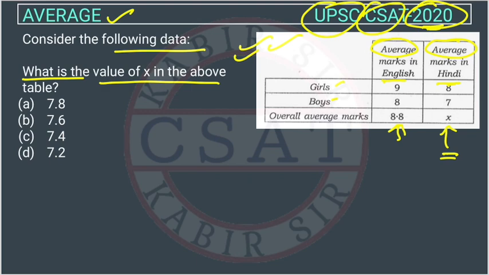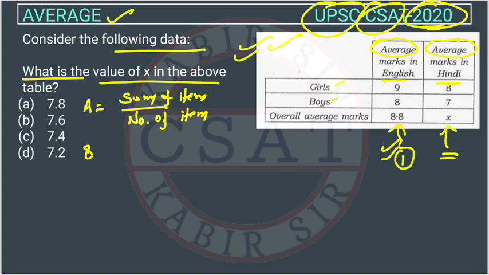So we know that average is equal to sum upon number of items, right? Let's take the first case. 8.8 is given, right? They have not given the number of girls and boys, only the average marks. So we are assuming that the number of girls is G and the number of boys is B, right?